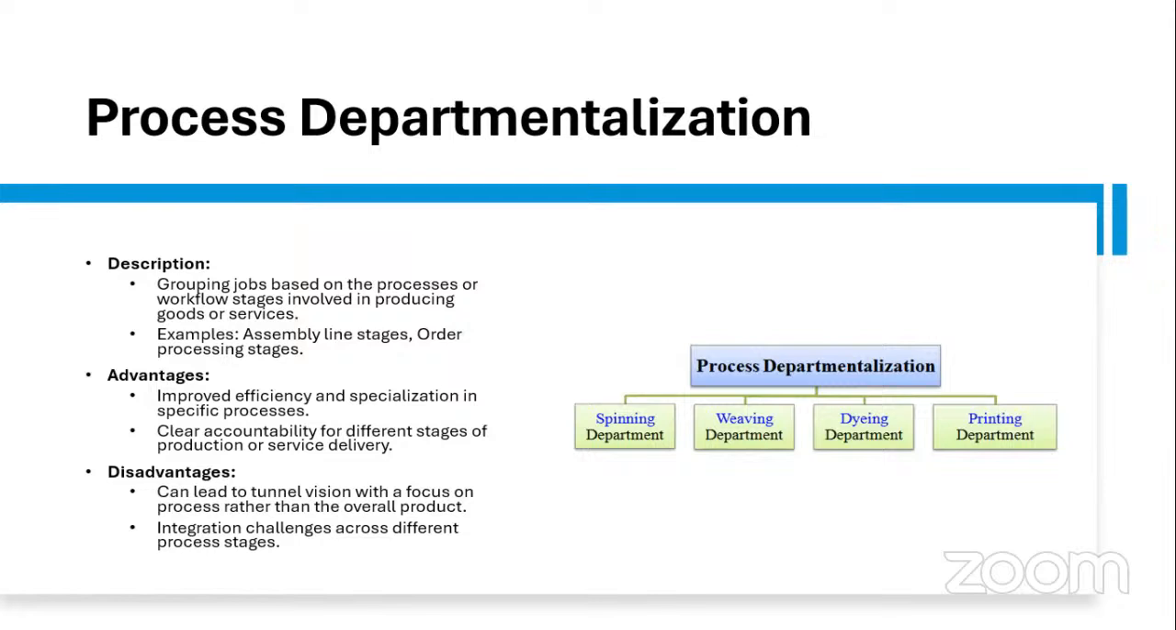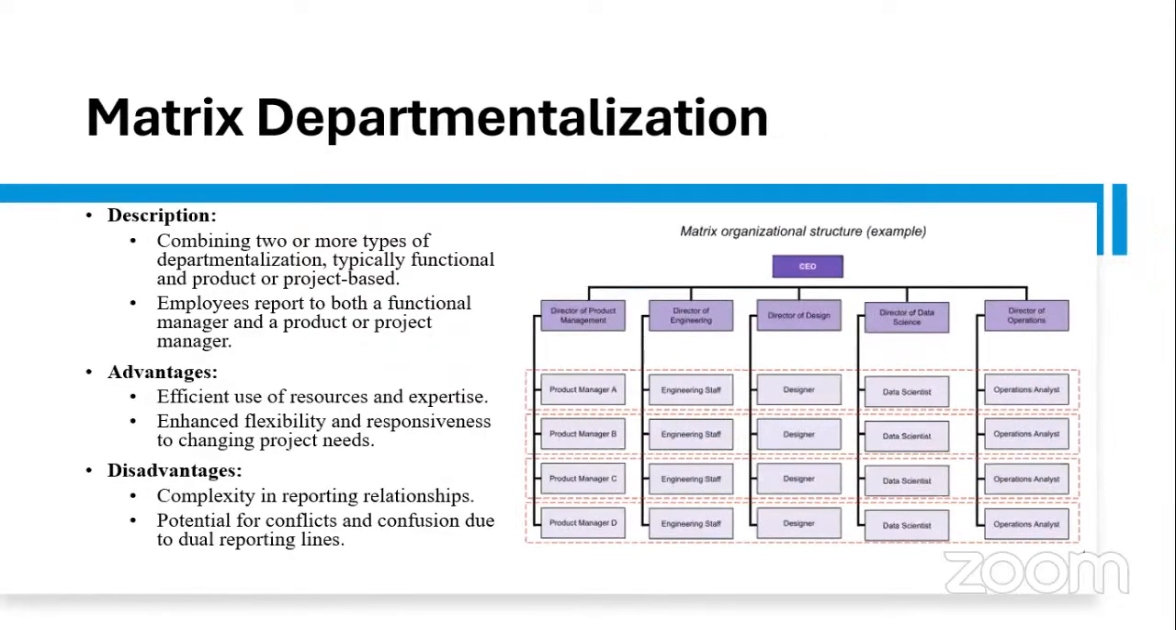Advantages: improved efficiency and specialization in specific processes, clear accountability for different stages of production or service delivery. And then on the disadvantages, it can lead to tunnel vision with the focus on process rather than the overall product, and integration challenges across different process stages. Then you have the matrix departmentalization.